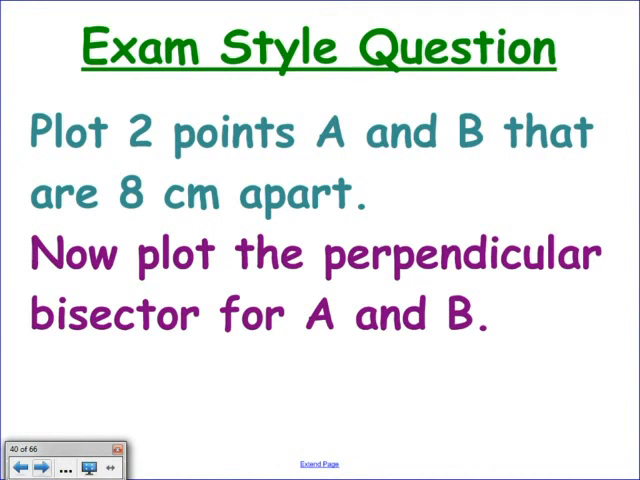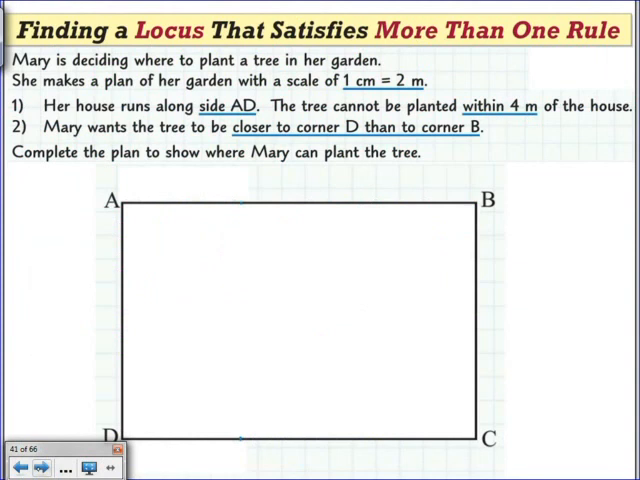The next bit is kind of the C grade stuff. This is the tricky stuff they're going to throw at you. And this is where you have to start combining a few rules. Okay? So what I'm going to do is I'm going to give you an example of one first, so that you can understand it, and then I'll get you to do a very similar example. Okay? So let's have a look at this problem then.